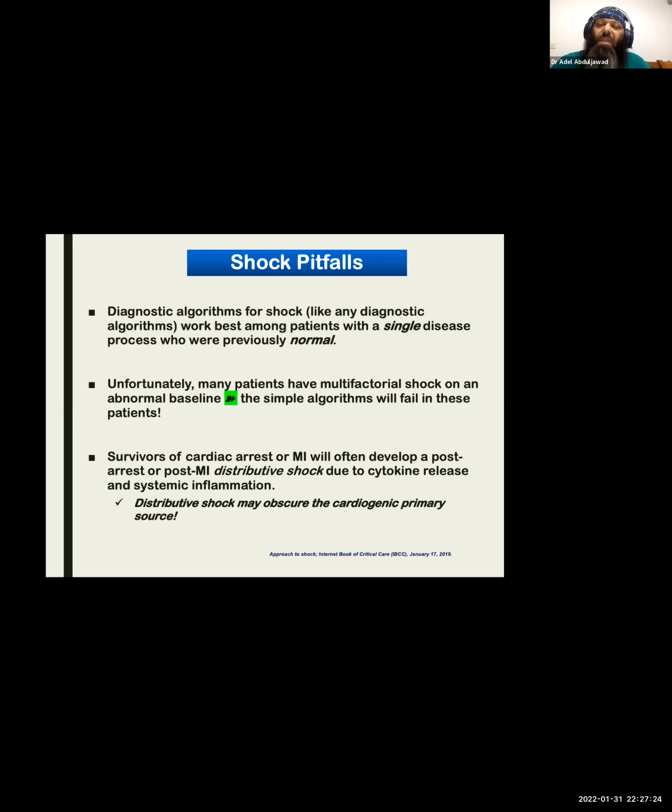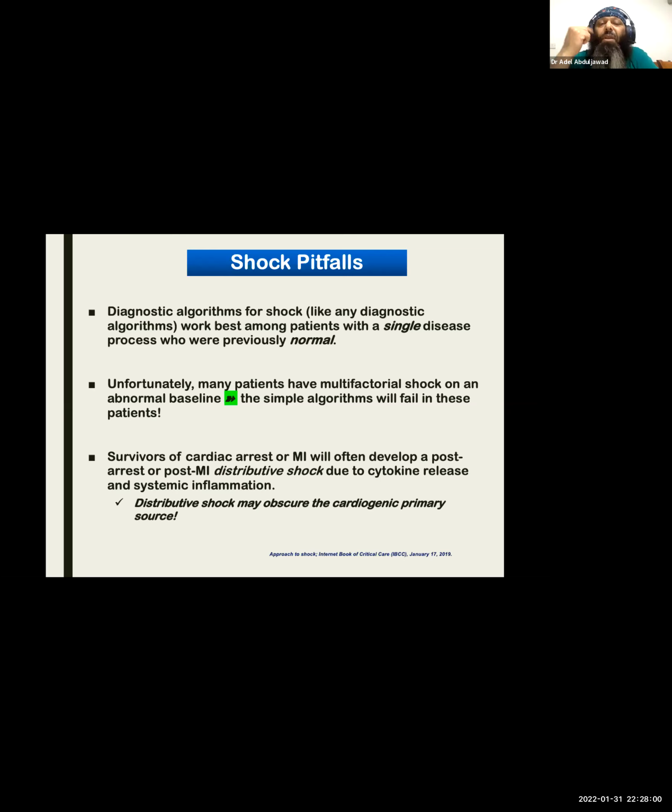acidosis, for hyponatremia, for example, it works best among patients with a single disease process who were previously normal. For example, a patient with hyponatremia, he was totally normal, then he presented to you with hyponatremia. So if you have an algorithm now to differentiate whether it is euvolemic, hypervolemic, or hypovolemic, because this is, at the end, a single disease. Is it a symptomatic hyponatremia? So those algorithms usually work for a single disease and patients who were previously normal.